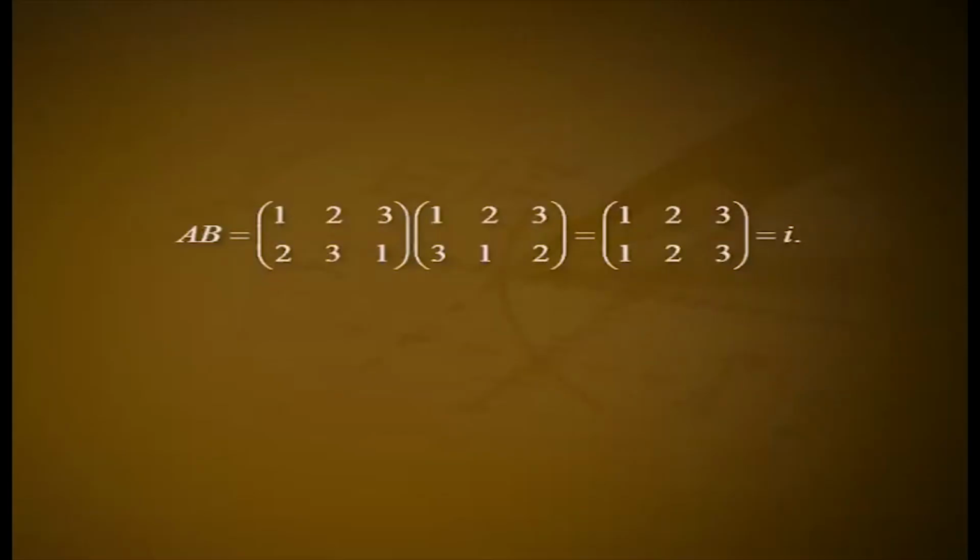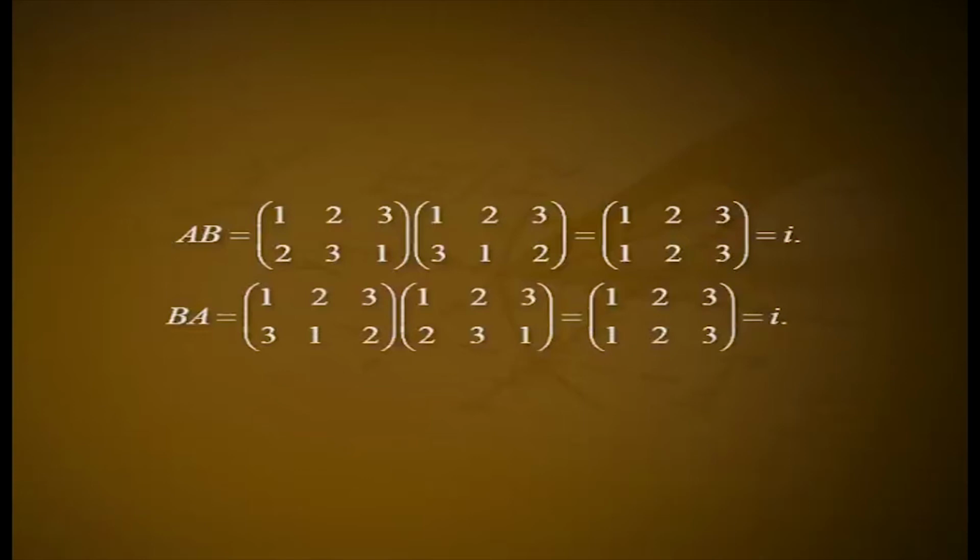AB is equal to the permutation 1→2, 2→3, 3→1 times the permutation 1→3, 2→1, 3→2, which is equal to the permutation 1→1, 2→2, 3→3, which is equal to I. BA is equal to the permutation 1→3, 2→1, 3→2 times the permutation 1→2, 2→3, 3→1, which is equal to the permutation 1→1, 2→2, 3→3, which is equal to I. Hence, AB is equal to BA is equal to I.